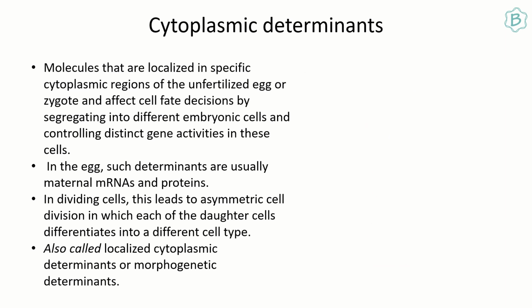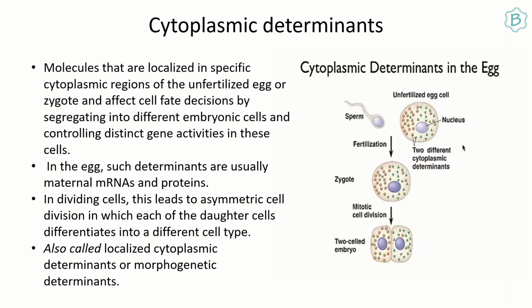Here, as I told, there is a sperm and then there is an egg. They are fertilizing, then they are forming a zygote. Mitotic division is occurring over there. Then they are forming two-celled embryos.